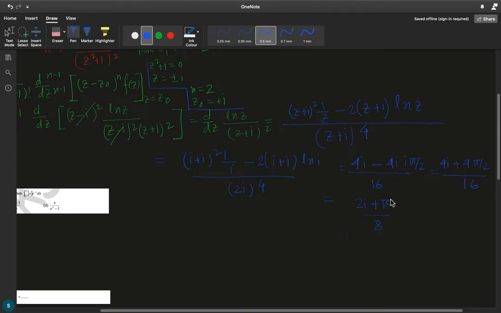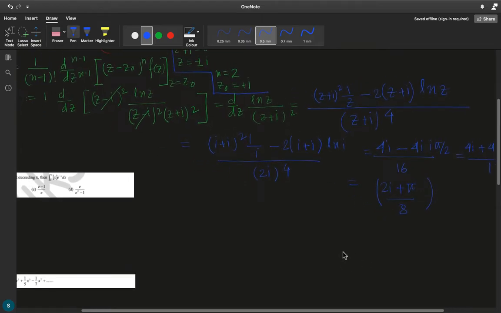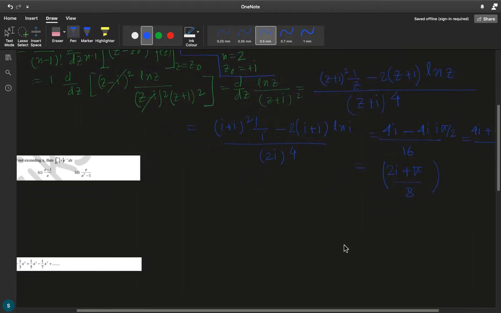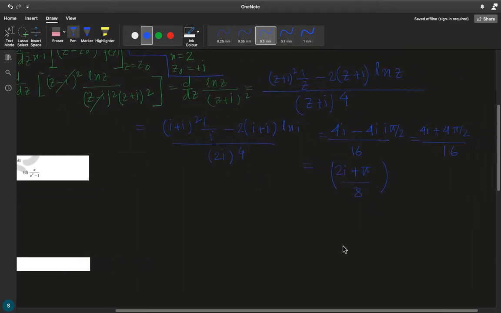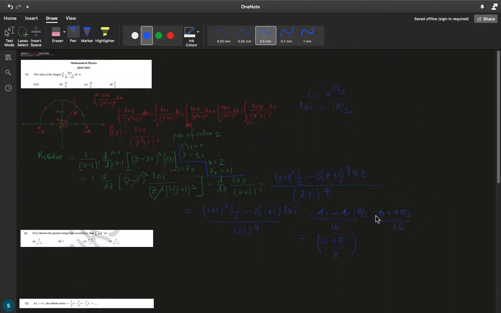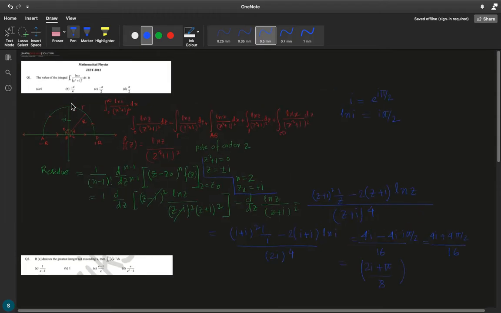2πi by 8. Okay, so this is the value, the residue at the point. This is the residue that we have found at the first singular point.